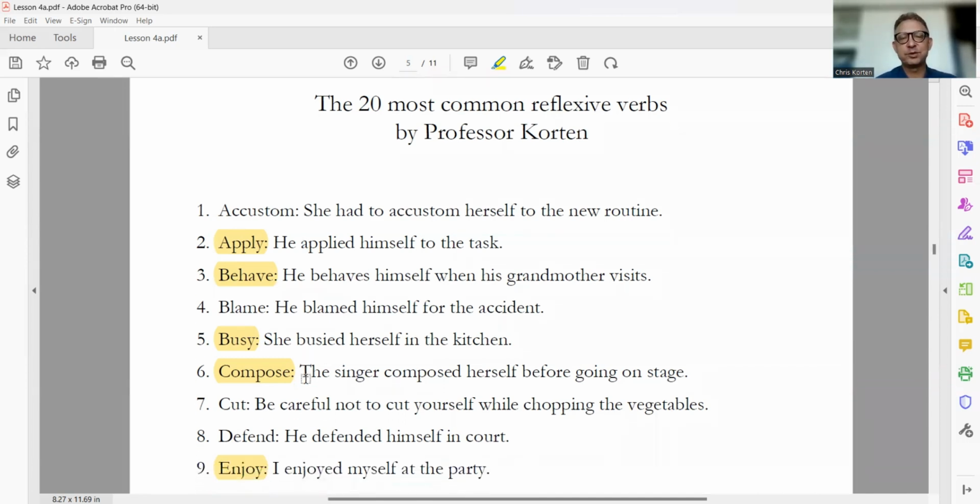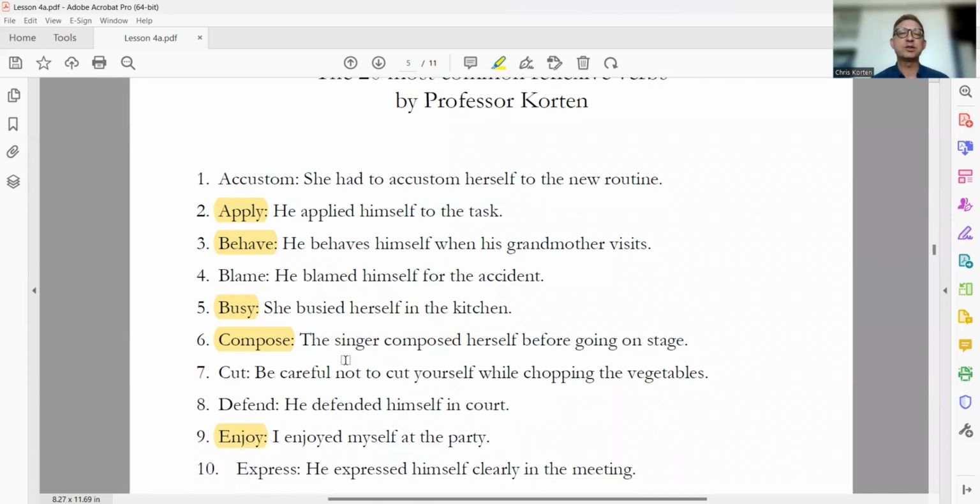All right, busy is interesting, and I've highlighted it because when you busy yourself, it means you find things to do to stay busy. So while my partner or spouse was recording a video, I busied myself by reading a book. So I found something to do and kept busy. Compose yourself is interesting. So we know that composers compose music.